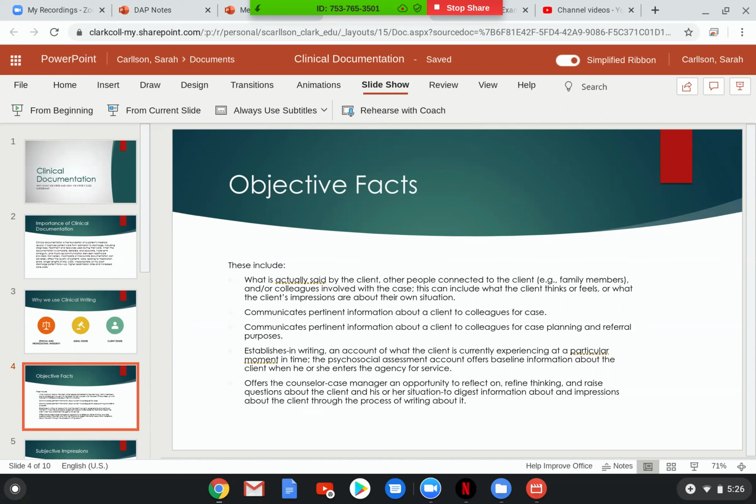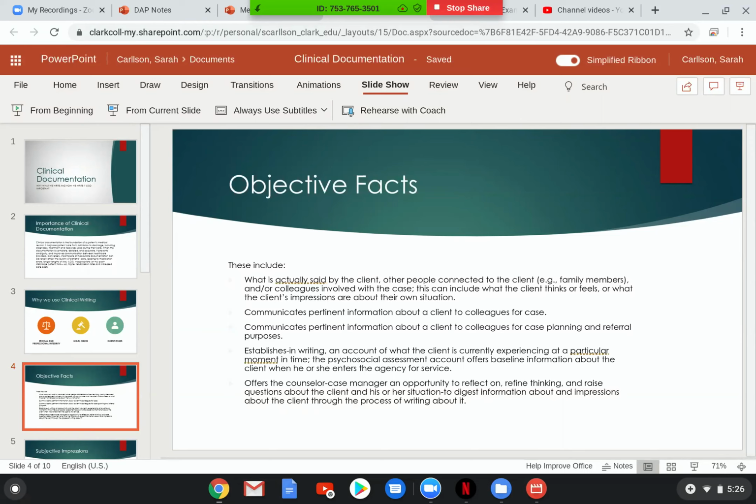We also communicate pertinent information about a client to colleagues for case planning, like I said before. Objective facts establish in writing an account of what the client is currently experiencing at a particular moment in time. So for example, the biopsychosocial assessment offers baseline information, and then our mental status exams are going to want to see how that baseline has changed over time. So what has the progress been?